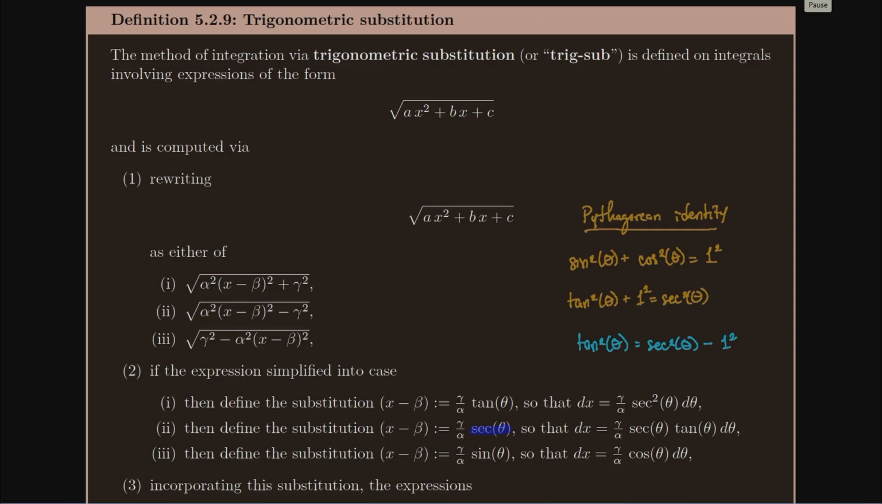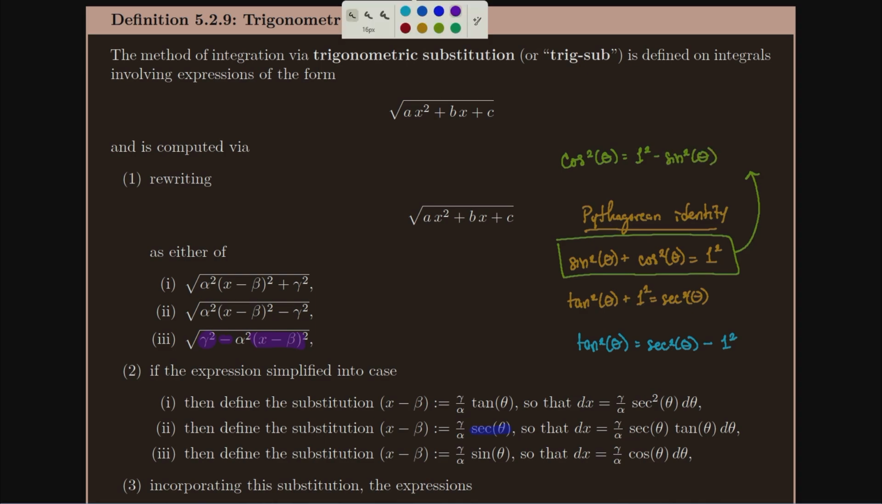And finally, in the last case, I have a constant squared minus something else squared. And if we think about rearranging our sine squared plus cosine squared term, let's bring the sine squared to the right. We have cosine squared theta is 1 squared minus sine squared theta. And so we have a constant squared minus something else squared. That's why we're making the change of variables into sine in the third case. So all three cases reflect the Pythagorean identities, just rearranged a little bit.